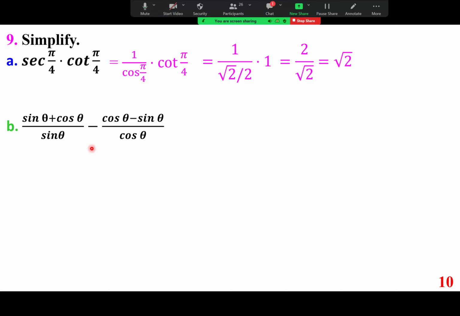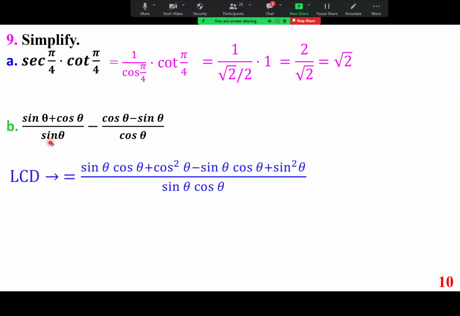Sine theta plus cosine theta over sine theta minus cosine theta minus sine theta over cosine theta. We take the LCD, the least common denominator, which is the product of these two. Therefore, we're going to multiply this one by cosine and this one by sine. So sine theta plus cosine theta times cosine theta becomes sine theta cosine theta plus cosine squared, minus sine squared plus sine cosine. I hope everybody can see that we did take the common denominator. And then it becomes nice and easy.